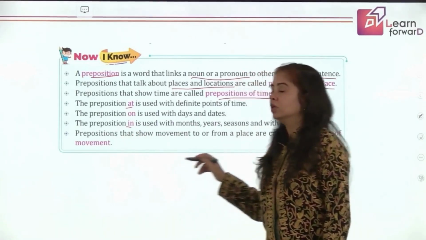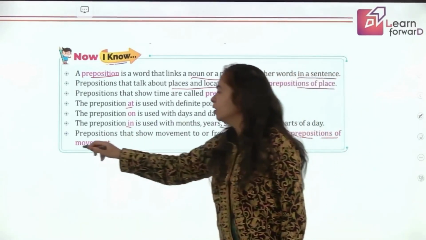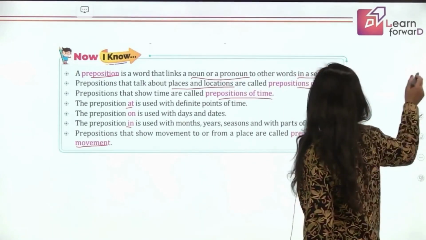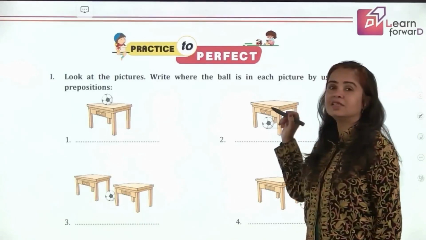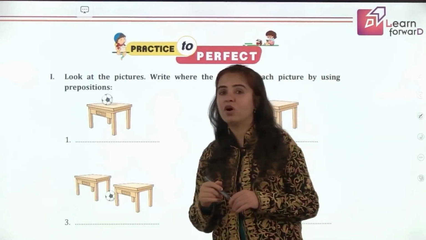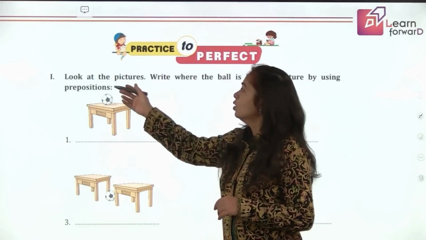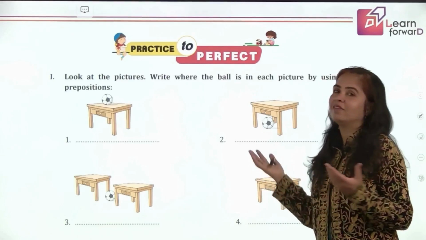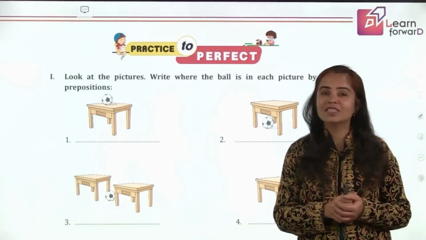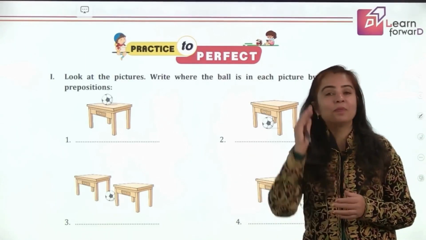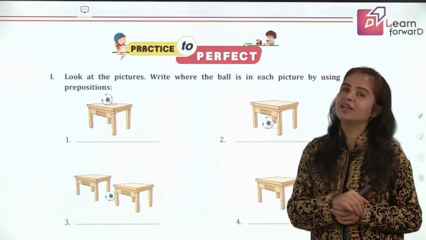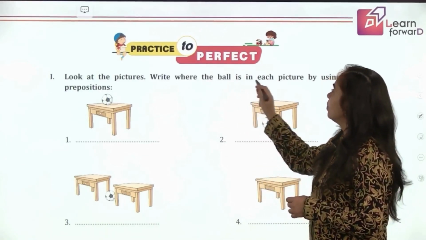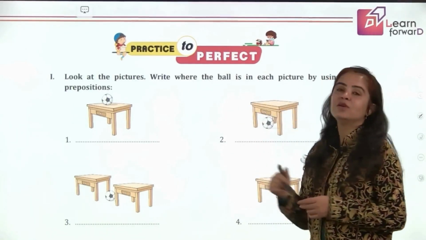And then we also learnt about the prepositions of movement. I hope you have understood all these prepositions and their uses. Can you mark the differences? Okay, let's see how much you have got it from the session. So, look at the pictures, right where the ball is. See, all the pictures are alike. You have a table there, you have a ball there. But what's the difference? Good, the position of the ball, and accordingly we are going to use the correct preposition. So, write where the ball is in each picture by using prepositions.